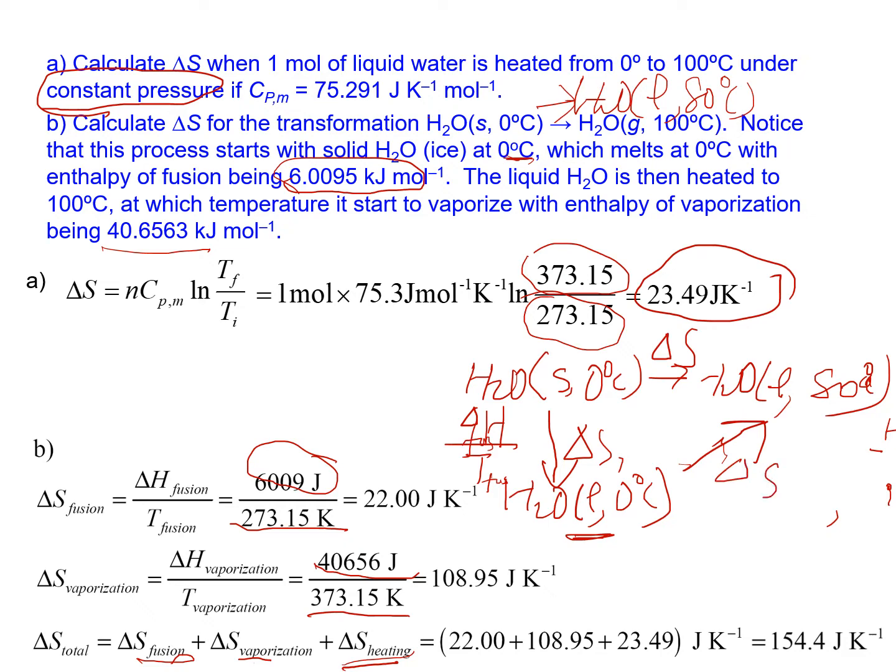Delta S1 is still the phase transition. Delta S2 is the constant pressure heating, n C_P,m ln T2 over T1. So T2 is 80 degree changed to Kelvin. T1 is 0 degree changed to Kelvin. So the point is that it's not always 3 steps. It depends on the initial state and final state.